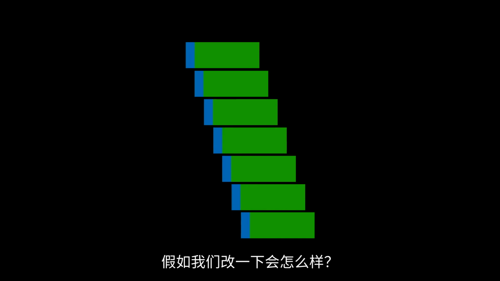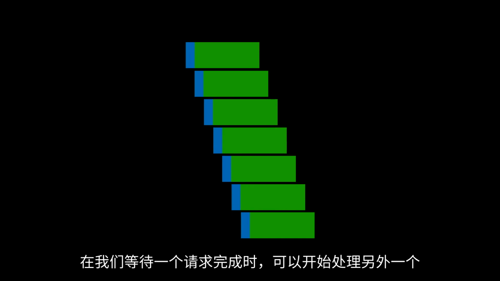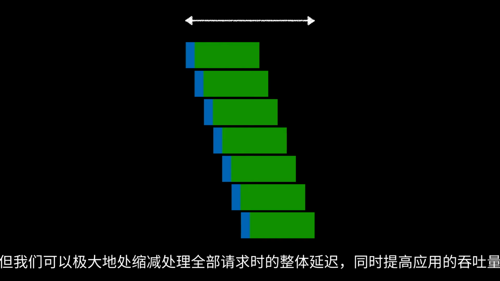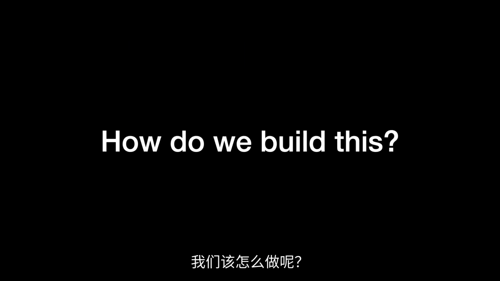What if we could change this, so while we were waiting for one request to complete, we could start on another? While the latency of the individual requests cannot be changed, we can greatly reduce the total latency of all the requests together and improve the application's throughput. So, how do we build this? Let's take a look at how we need to change the code.